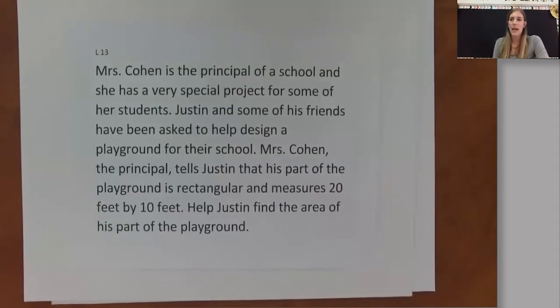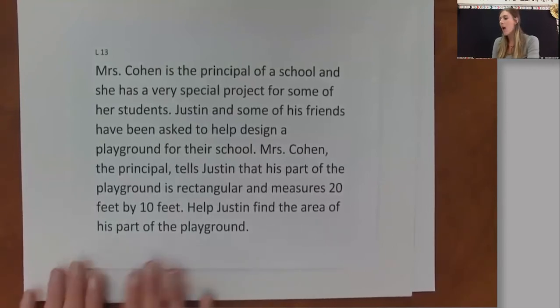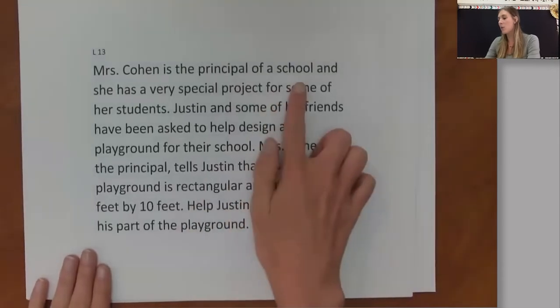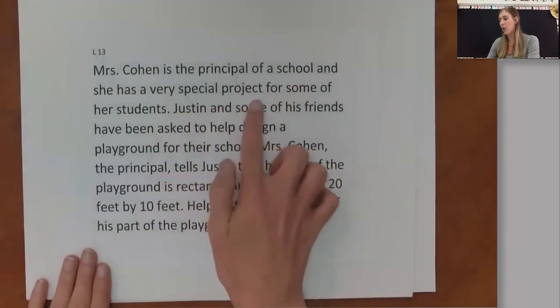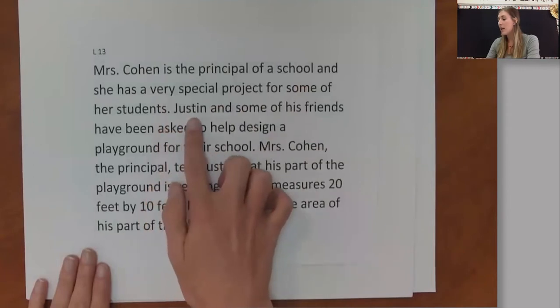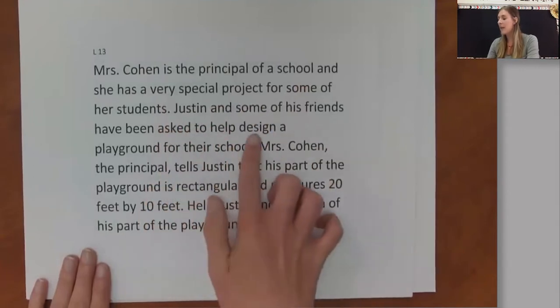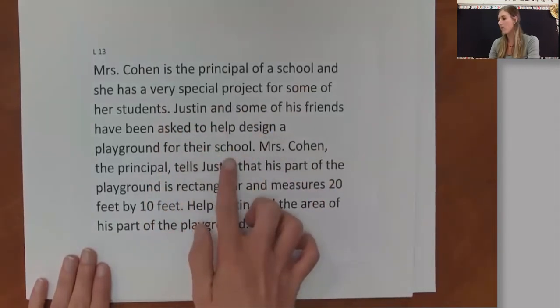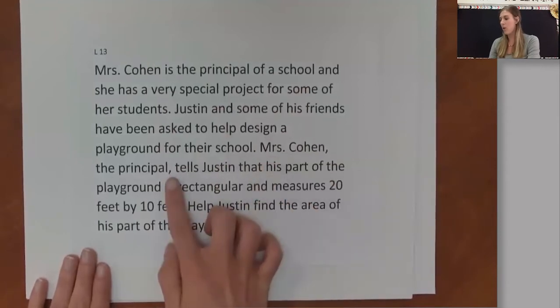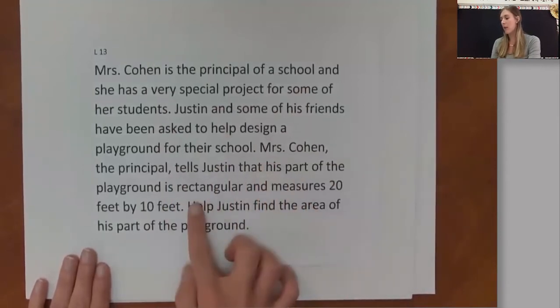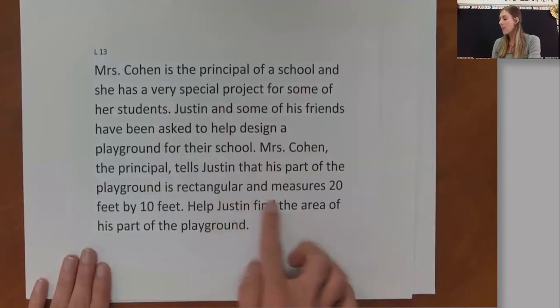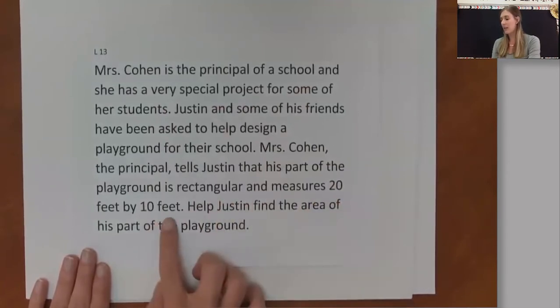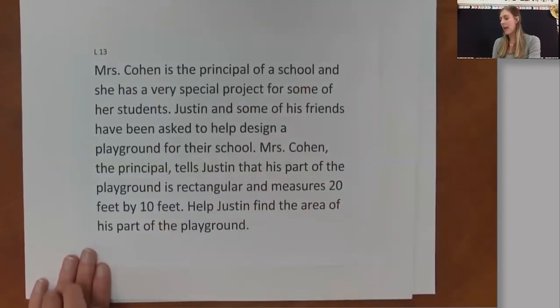Let's start off our lesson today by reading a word problem to see how we might be able to help some students build a new playground for their school. Miss Cohen is the principal of a school, and she has a very special project for some of her students. Justin and some of his friends have been asked to help design a playground for their school. Mrs. Cohen, the principal, tells Justin that his part of the playground is rectangular and measures 20 feet by 10 feet. Help Justin find the area of his part of the playground.